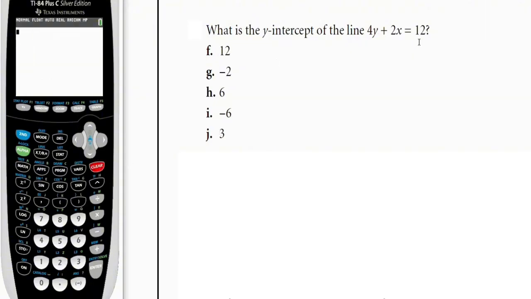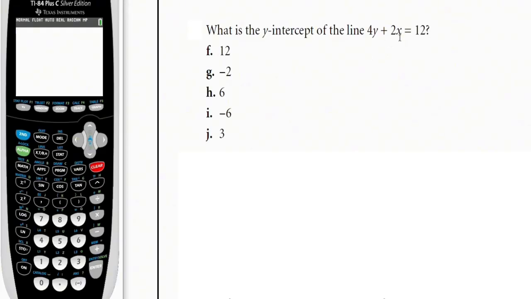Now this question, 4y plus 2x equals 12, is a linear expression, a linear graph, meaning that we're going to have a straight line graph and not a curved graph. So we're going to work with the equation of a straight line graph, which is y equals mx plus c. So we're going to make y the subject of the formula here.